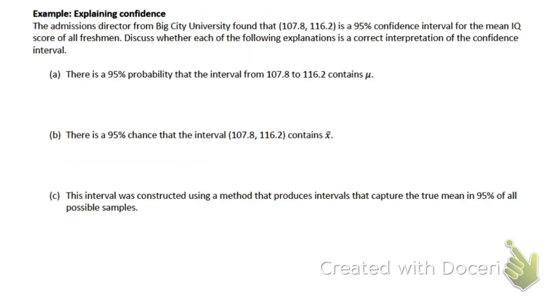The admissions director from Big City University found that 107.8 to 116.2 is a 95% confidence interval for the what? Mean IQ score of all freshmen. We need to discuss whether these explanations are correct or incorrect. Now, I do want to say something about our golden sentences. As Stone said a little while ago, they don't have to be word for word. We're not technically looking for a golden sentence here. We're looking to see, is what it's saying true or is it false? That's really what we're looking for.